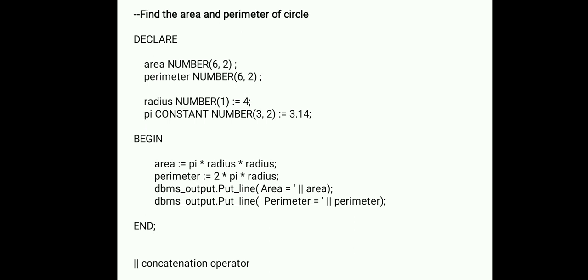So you can observe there is a double vertical line, which is known as the concatenation operator, which is used to concatenate the strings. Okay, so the output will be area is equal to whatever the calculated area is, and perimeter is equal to whatever the calculated perimeter is.